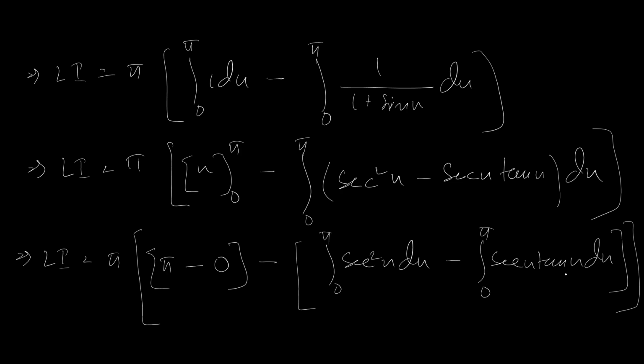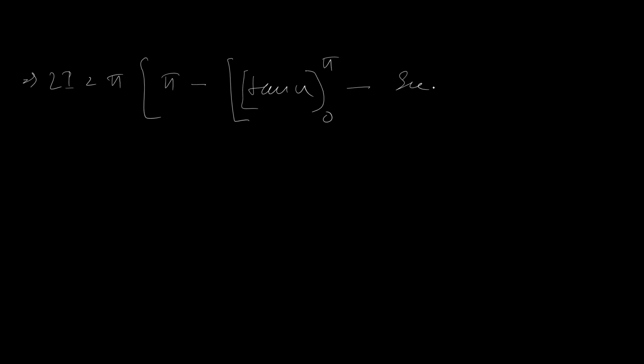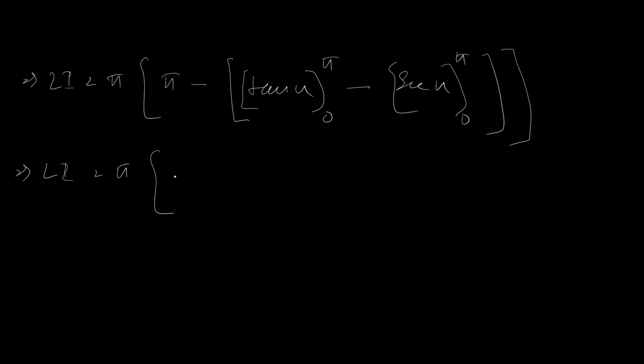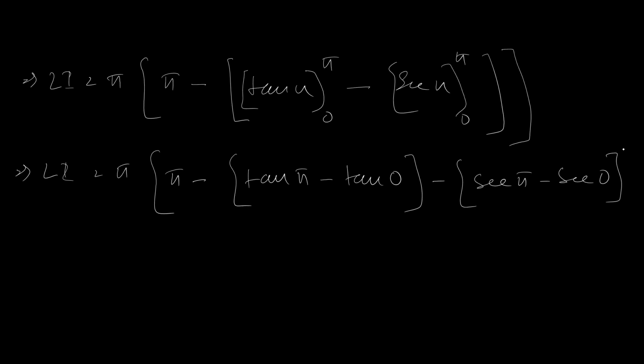which will be sec x. Sec x from 0 to pi, bracket closed. So twice I is equal to pi minus, this will be tan pi minus tan 0, minus, this will be sec pi minus sec 0.